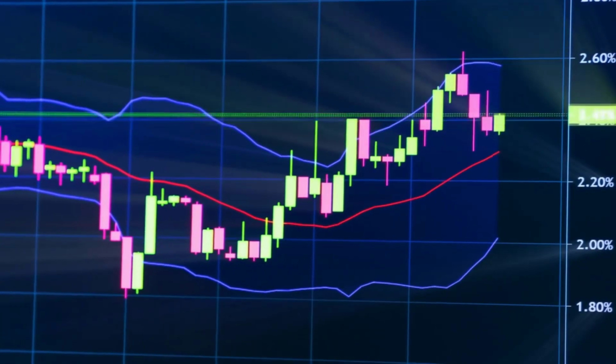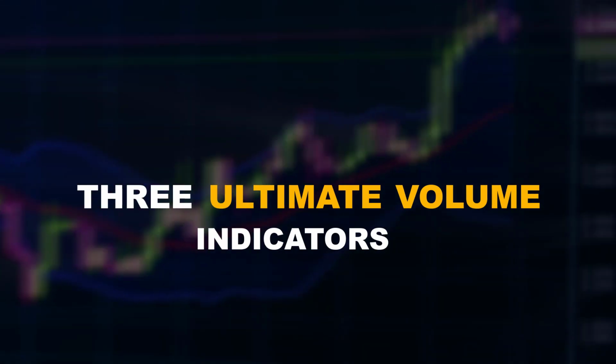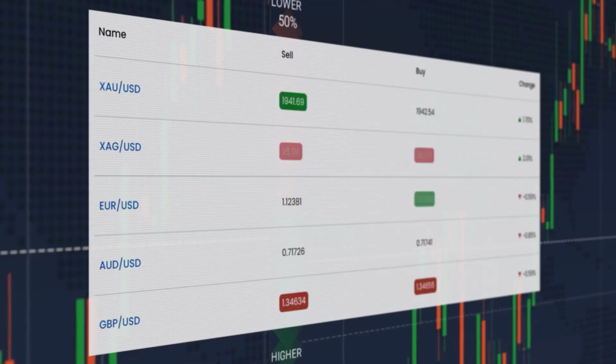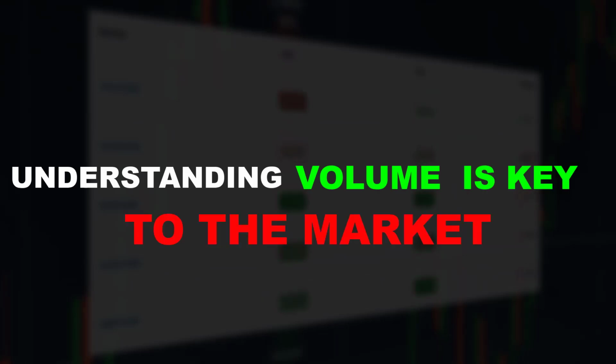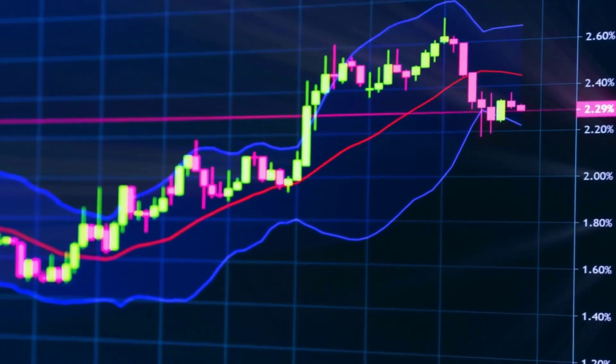In this video, we've got you these 3 ultimate volume indicators that will take your trading game to new heights. Because in this fast-paced world of trading, understanding volume is the key to the market, as it is the lifeblood of the market, which will help in providing crucial insights into the strength and the direction of price movements.